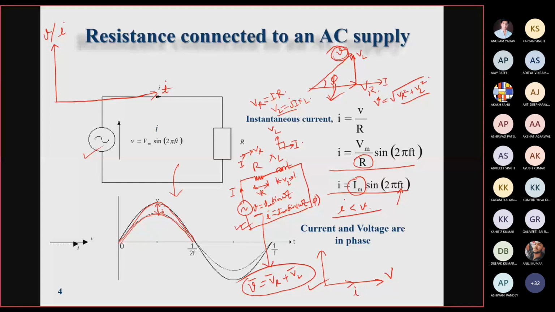Now if we take the voltage as the reference and draw this sinusoidal voltage variation for a complete cycle, T equal to 1 by f, right? Then what will the variation of the current be? The current will be something like this, right?